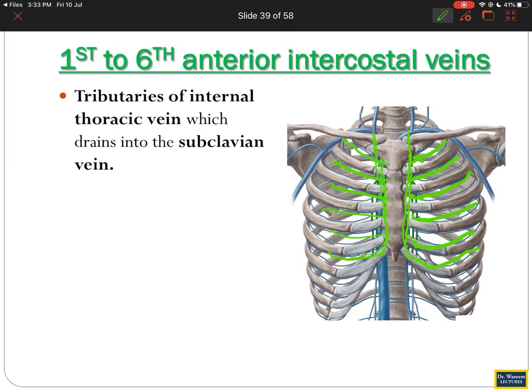This is also a branch of the subclavian. The subclavian is here, coming from this side, and from the head and neck comes the internal jugular vein. Both join together to form the brachiocephalic vein.